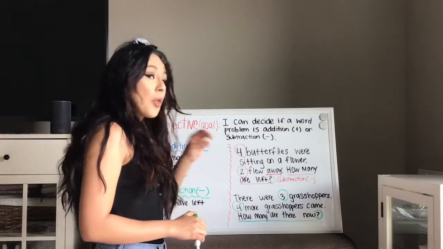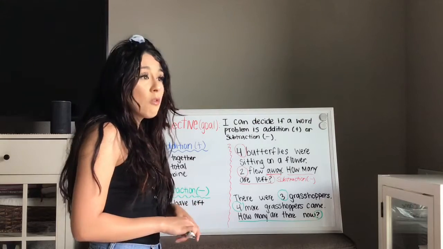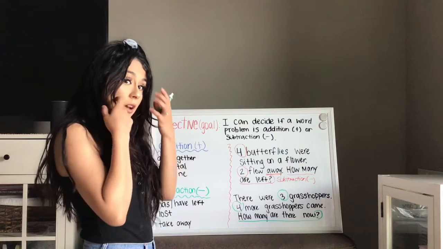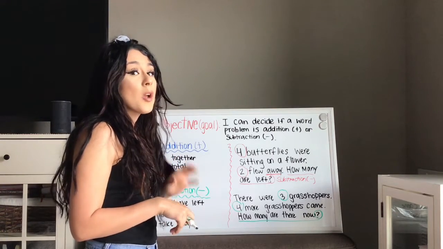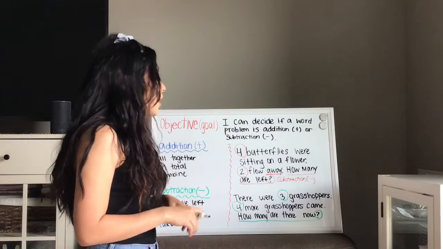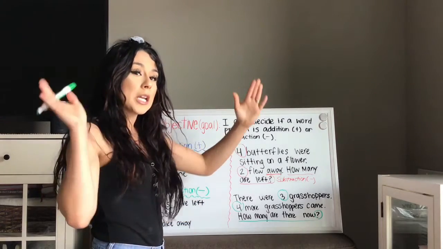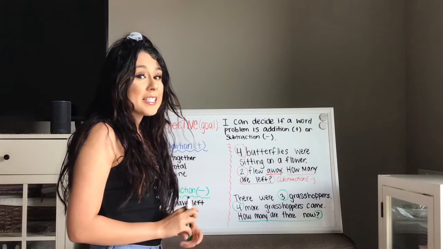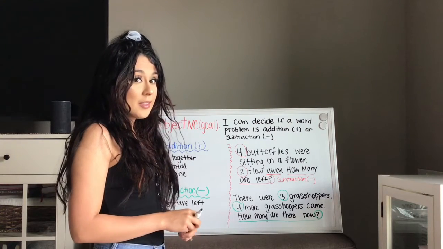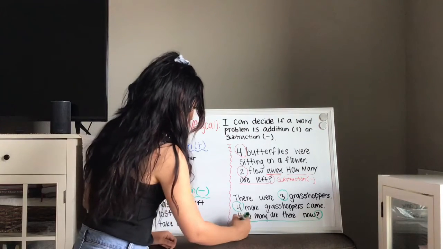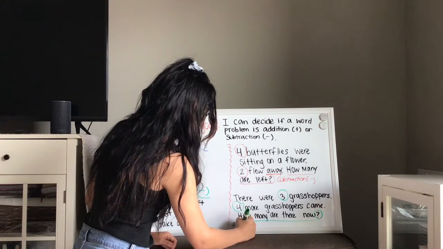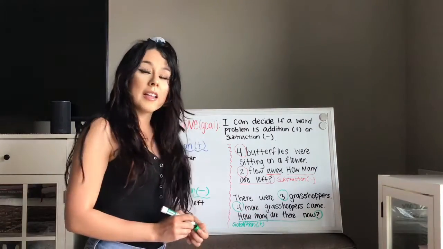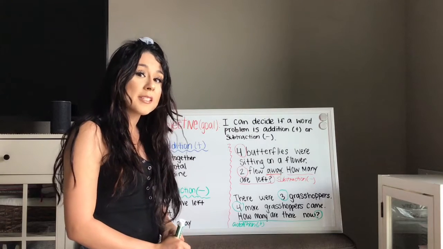So we had 3 grasshoppers, and then 4 more showed up. Are we adding grasshoppers to our amount, or are we taking grasshoppers away? Good job. We're adding grasshoppers to our amount. So is our amount of grasshoppers getting bigger or smaller? You're right, it's getting bigger. So does this mean it's addition or subtraction? You're right again. It is addition. So I'm going to write, I don't have that much space, addition and a plus.